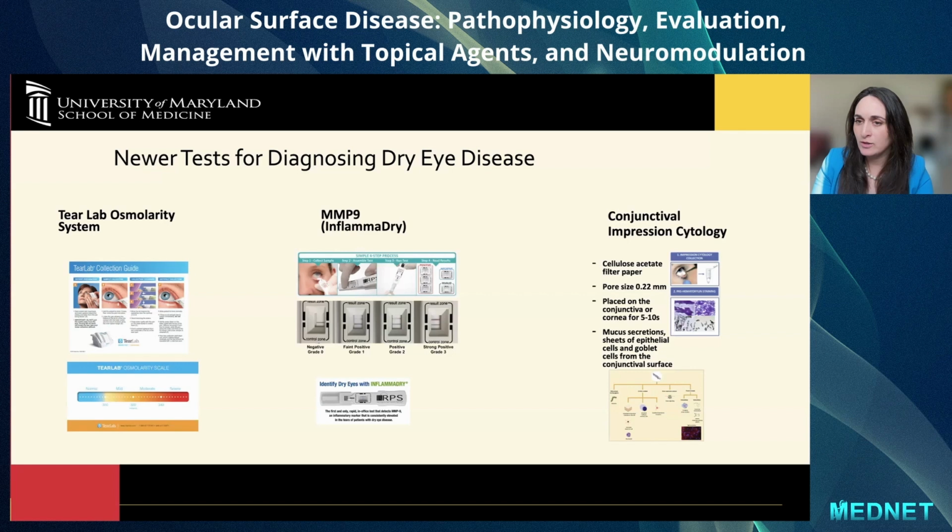And then you can also use conjunctival or corneal impression cytology. This is more experimental or more in clinical studies. But you take filter paper, you place it on the conjunctiva or cornea, and then it can pull off mucus or epithelial and goblet cells from the surface of the conjunctiva.